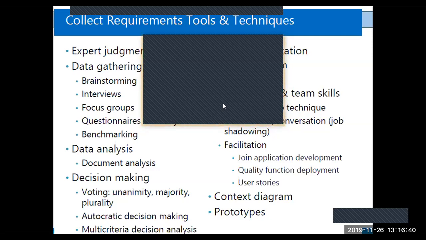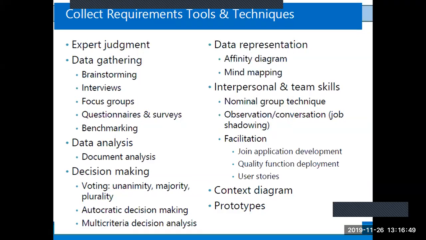Then we have decision making. The three most essential decision making techniques you have are voting, autocratic decision making, and multi-criteria decision analysis. Now, voting has three methods there. You have unanimity, majority, and plurality. You have to understand them very well there in the text.